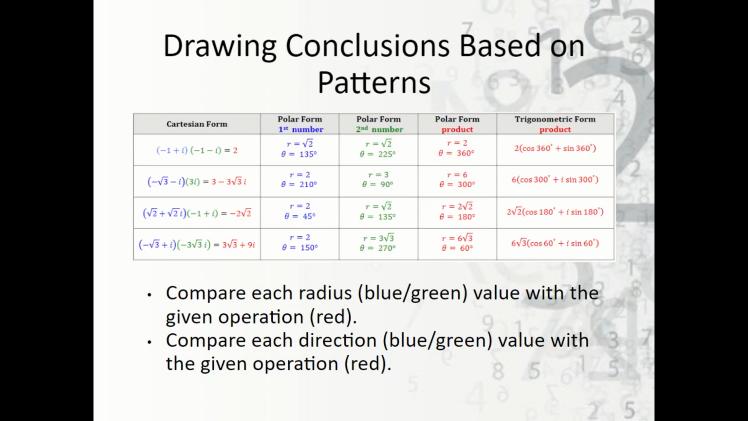So on your activity today, you're going to be given a table that looks like this, and you're going to start creating different arguments of why these things occurred. So you're going to compare the radius of each of the blue and green values and decide how they got the red value out of it. And then you're going to look at the direction, or theta, and decide how this and this came out to be this when we combine them. So you're going to take a look at that, and you're going to make arguments of what happened and then why you think that happened.